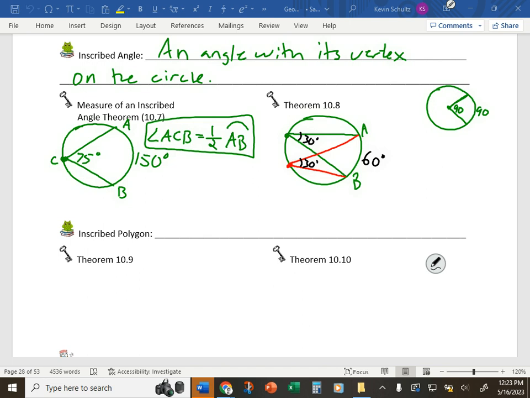This arc is created by this angle here in green. So if I know this is 60, I know this green angle is 30. But I also know the red angle is 30 because this red angle creates the same arc.